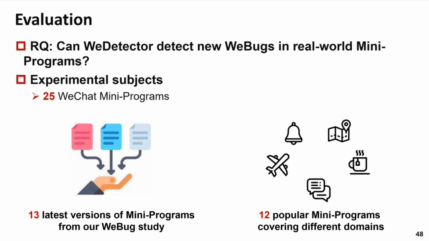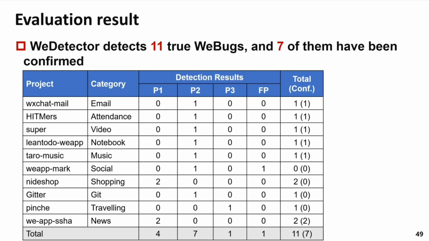Our experimental subjects contain 25 WeChat mini programs. 13 are latest versions of mini programs we used in our empirical study, and 12 are popular WeChat mini programs covering different domains. We detected 11 true bugs, and 7 of them have been confirmed. The table shows the detailed detection results. We detect 4 bugs under pattern 1, 7 bugs under pattern 2, and 1 bug under pattern 3.